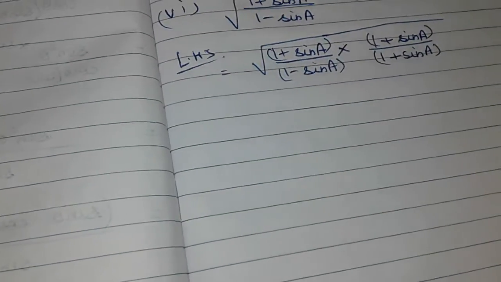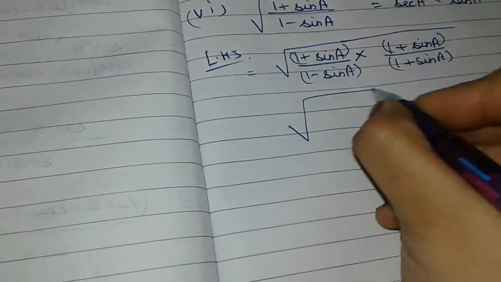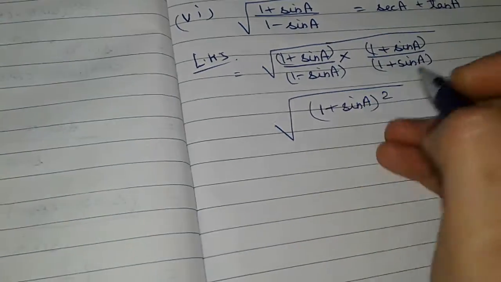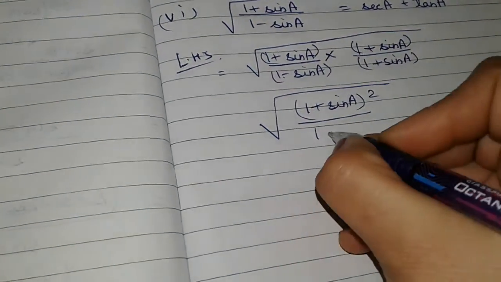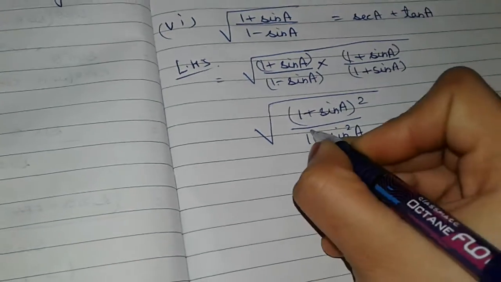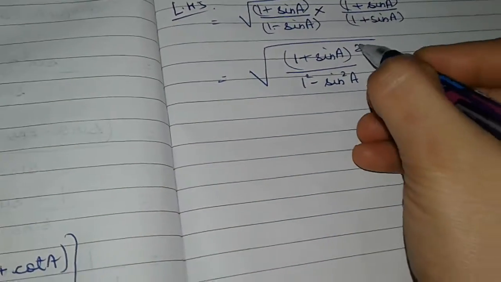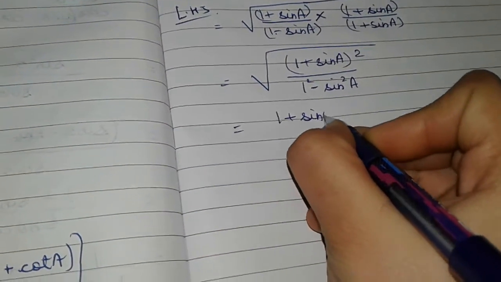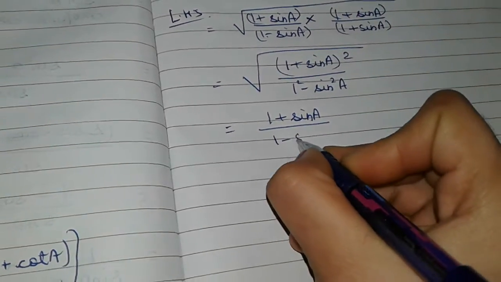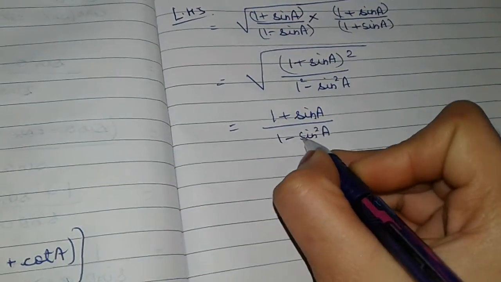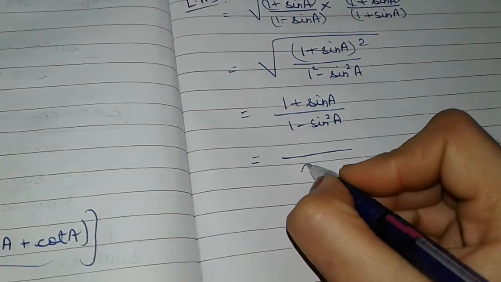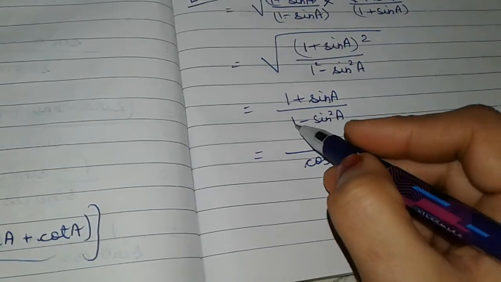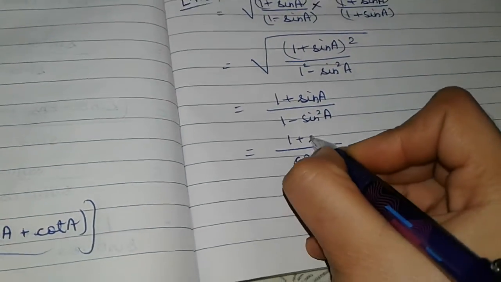Now 1 plus sin A will be A plus B whole square, and here it will be A plus B, A minus B, which will be equal to A square minus B square. Now this square will be cancelled out with the square root. In the numerator it will be 1 plus sin A, and we know that 1 minus sin square A is cos square A from the identity sin square A plus cos square A is equal to 1. From that identity, 1 minus sin square A will be equal to cos square A.